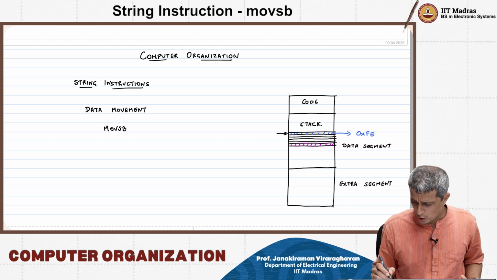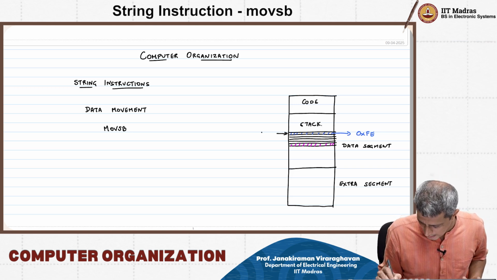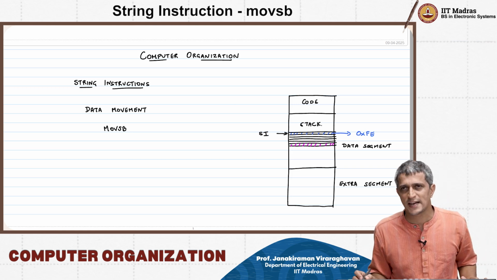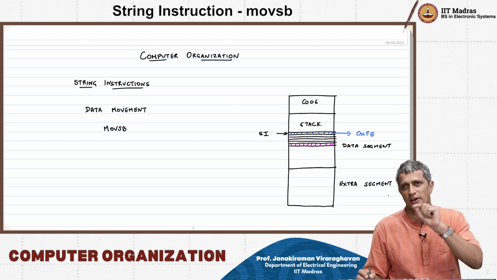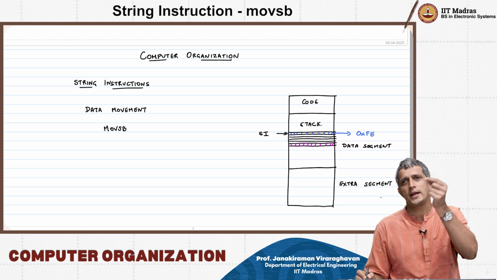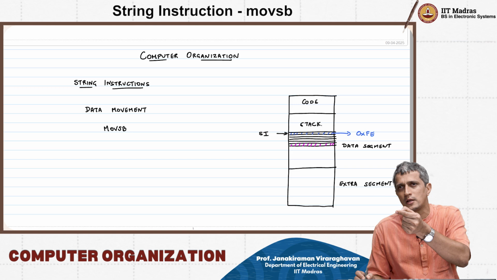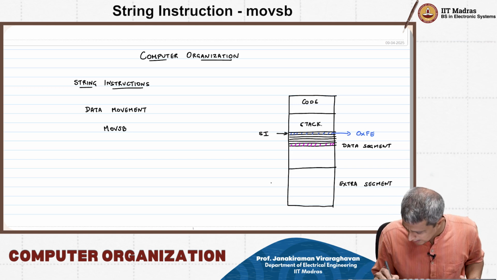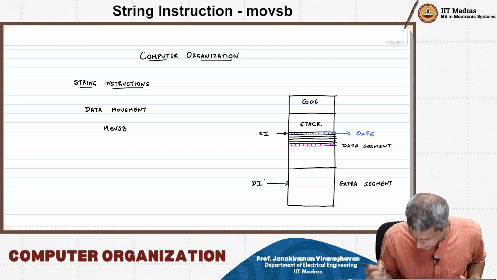So what we are going to do is, the x86 typically allows you to use the source index register, okay, and it is pointing to some particular location. So you can choose and make this point to the blue data that you want, right? And let's say that the destination index DI is sitting here.